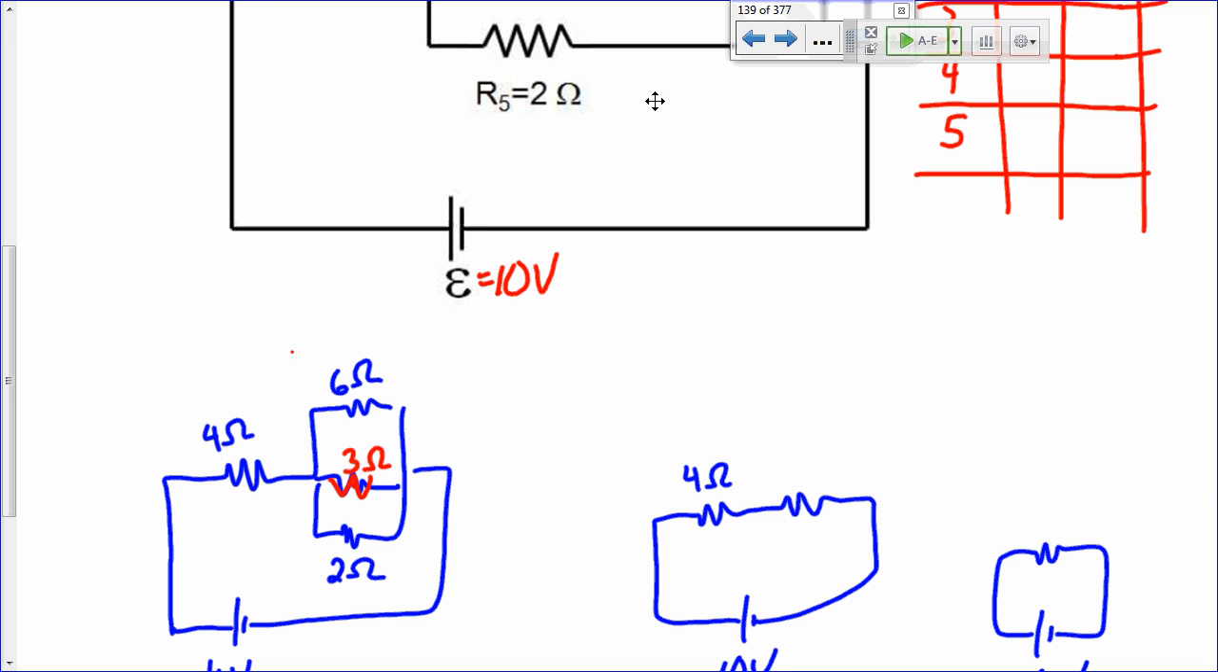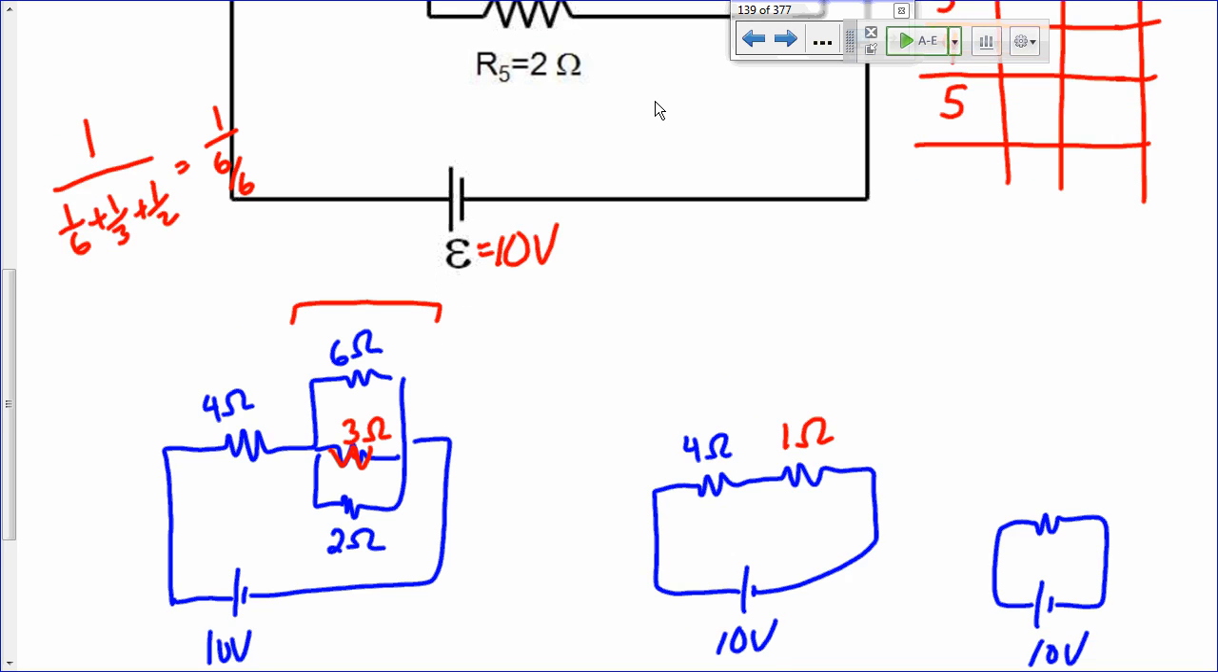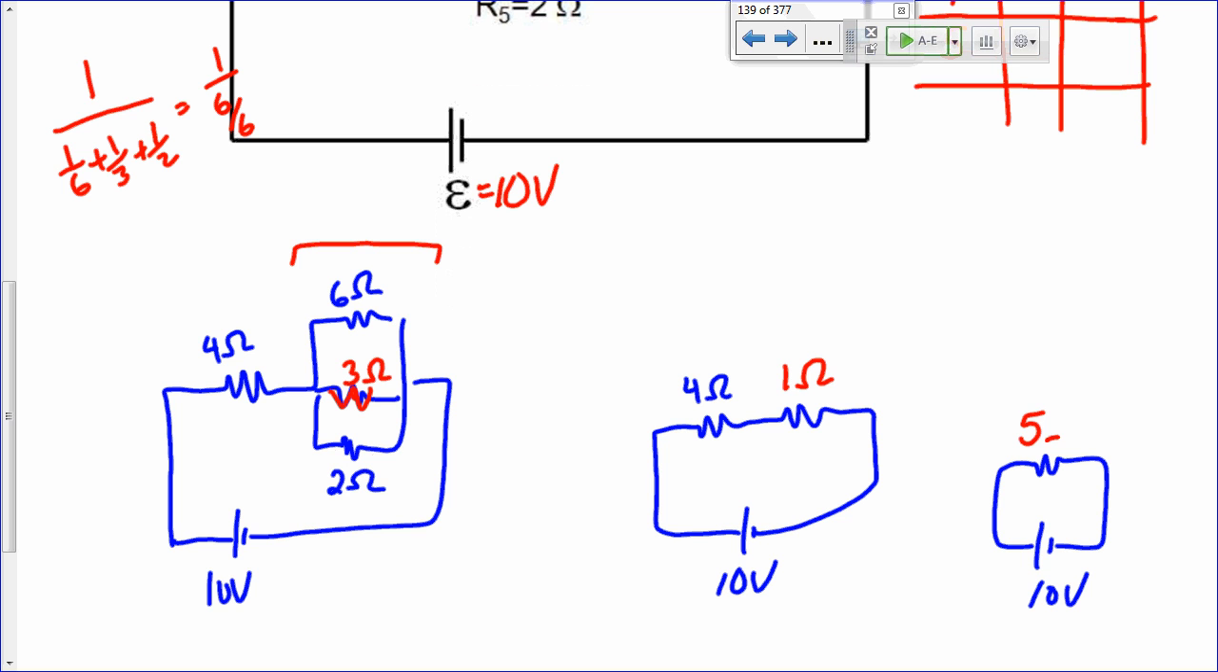And then I find the equivalent of this parallel branch. What is it? Right, it's going to be 1 ohm. Let me show you. That's 1 over 6 plus 1 over 3 plus 1 over 2. That's going to be 1 over 6 plus 2 over 6 plus 3 over 6, which is 6 over 6. That's just 1. And then I can find this resistor, which is 4 plus 1 is 5 ohms.